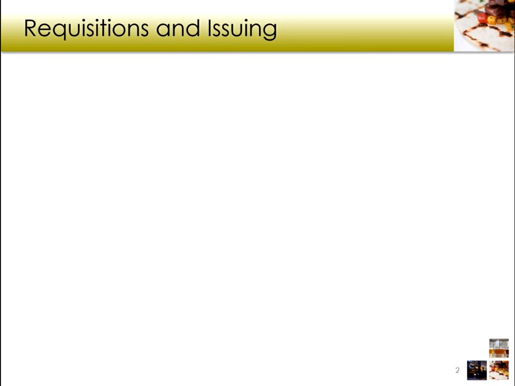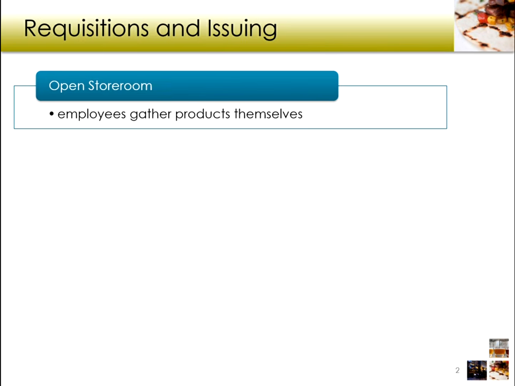First thing I want to talk about is the types of storerooms. So we have an open storeroom, where employees gather products by themselves. So basically there's a free-for-all. If anybody needs anything, they can just walk into a storeroom, get what they need, and take it back to their station and work on it.